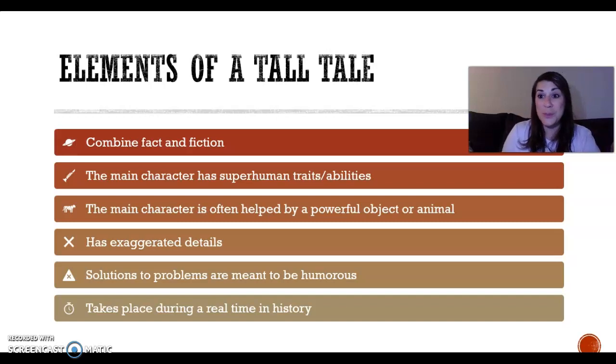The solutions to the problems are meant to be humorous, and the story also takes place during a real time in history, which I think is so cool because I love historical fiction type things.